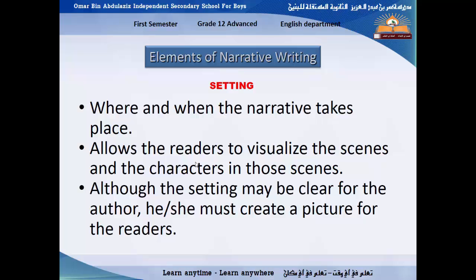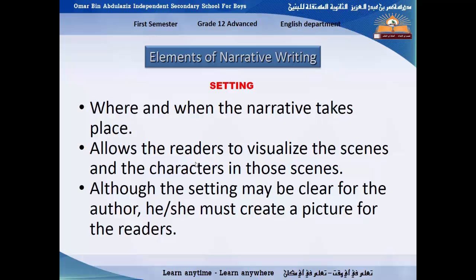Place like what? Like cinema, mosque, school, room, laboratory, ship. Time like what? All the words that are indicating time. Yesterday, last year, last summer. So all these words are indicating time. So you are looking for two things now. Time and place. That's what we call the setting.